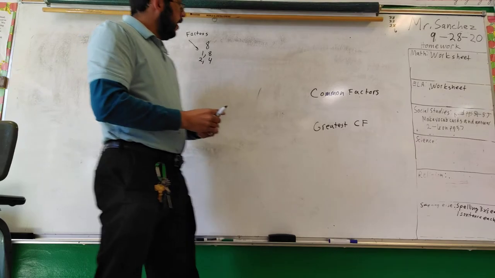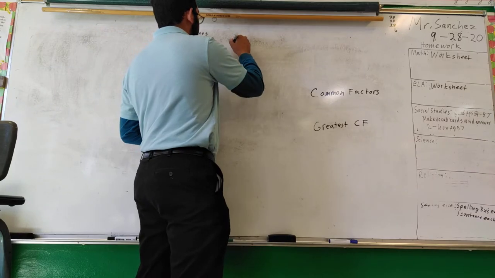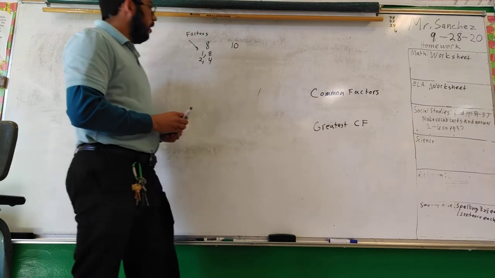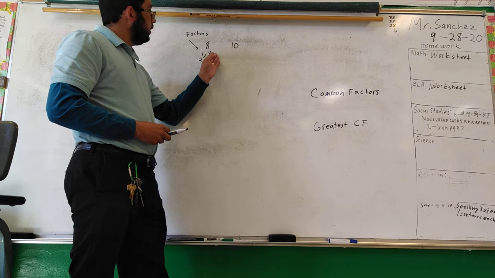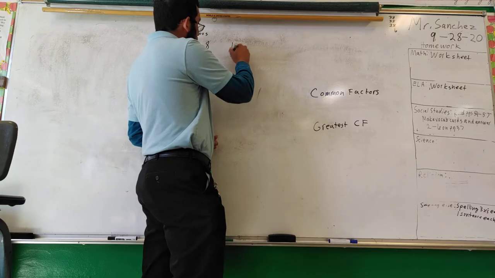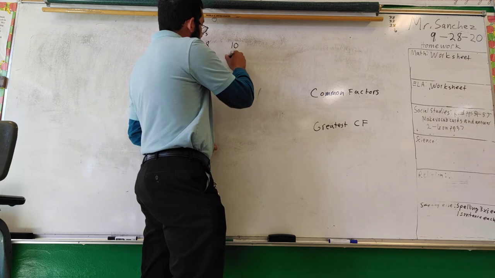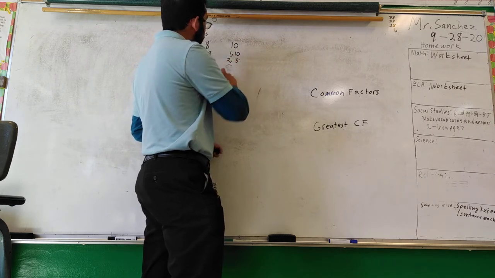Now, we want to find common factors. Well, for that, we need another number. So I'm going to go ahead and pick 10. Now, to find the common factors, all you have to do is do the exact same process to find the factors as you did with 8. So with 10, we know that it's 1 and 10. And it's 2 and 5. And once again, 3 doesn't work, and neither does 4.